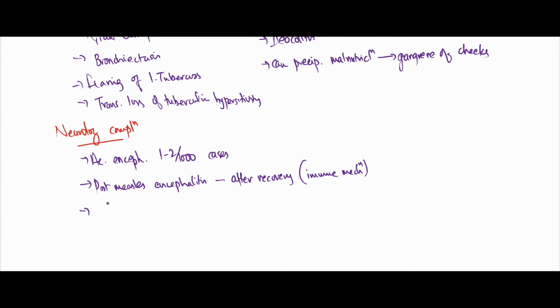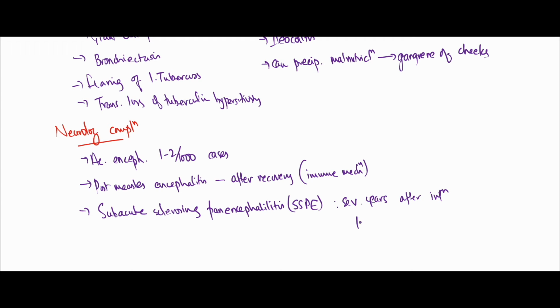There is a very dreaded complication known as subacute sclerosing panencephalitis, also known as SSPE. It occurs several years after infection. So what is the frequency? It's just 1 out of 100,000 cases.